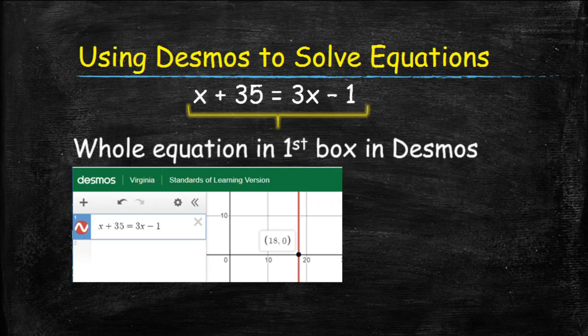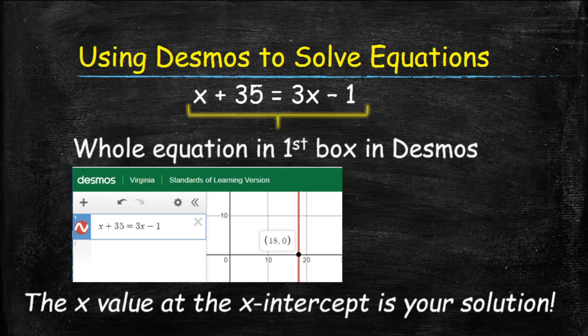Desmos will graph a vertical line, and when we see that line, we can click on the x-intercept. The x value at the x-intercept is our solution. So here we have an x-intercept at 18, 0. The x value, 18, is our answer.